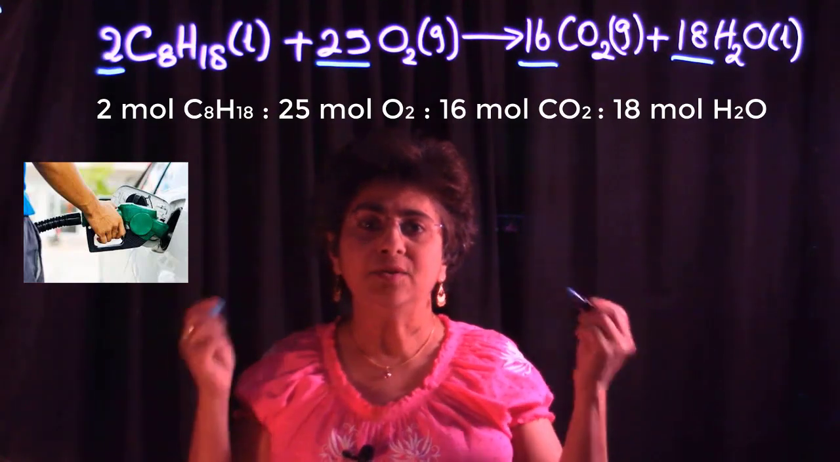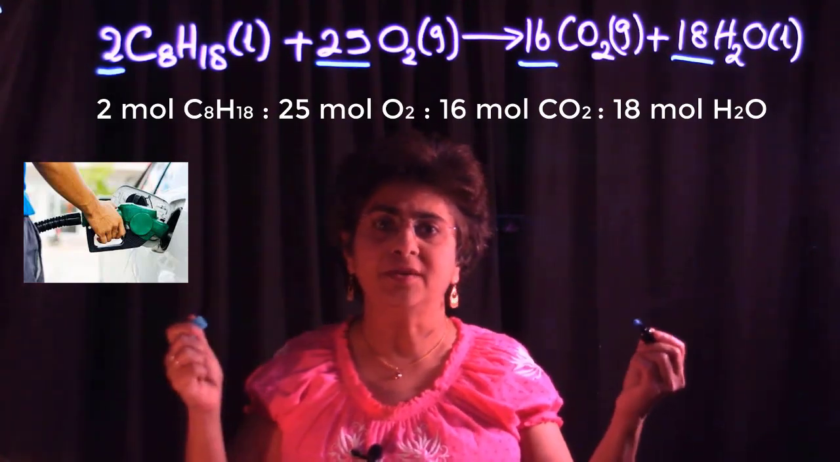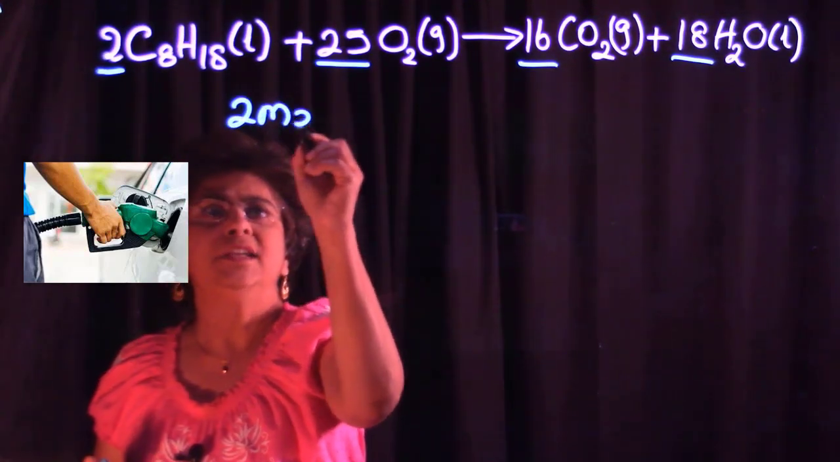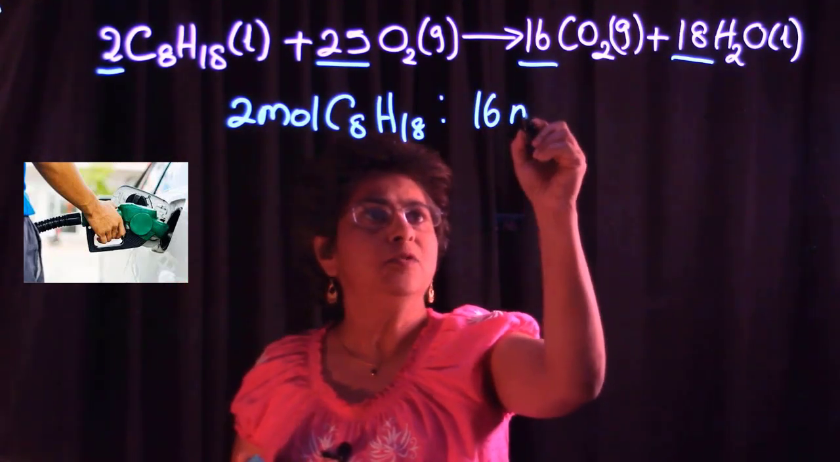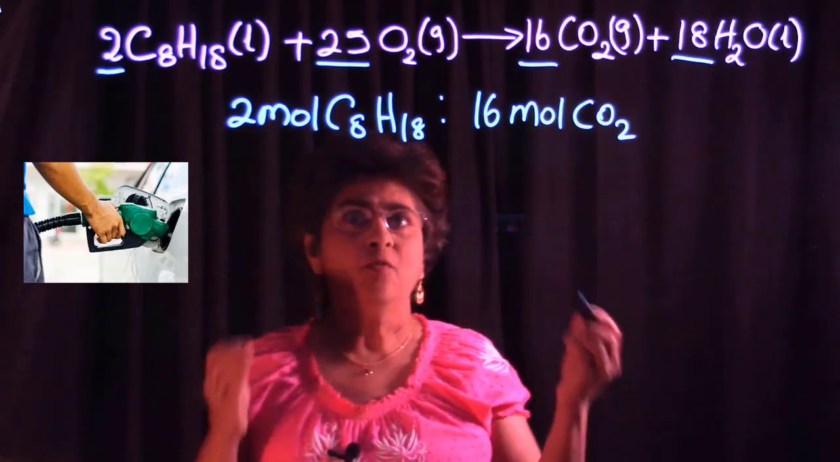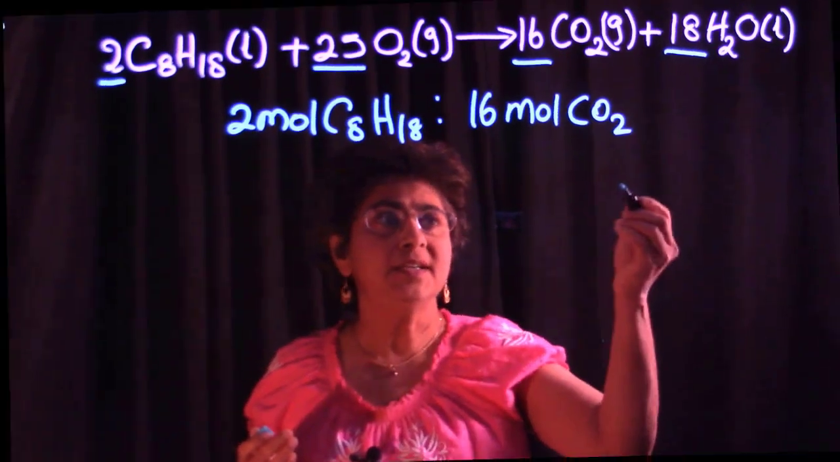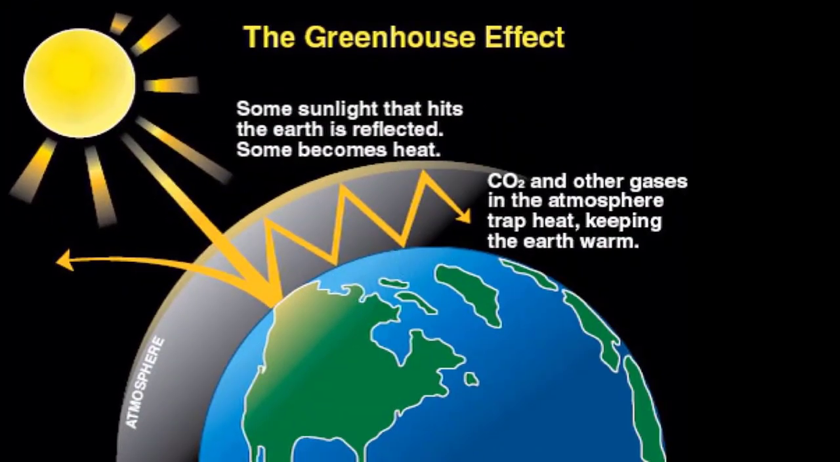Now, let us look at the most important stoichiometric ratio in this reaction. That is 2 moles of gasoline to 16 moles of carbon dioxide. Why is this stoichiometry important? Because we know carbon dioxide is a greenhouse gas that is responsible for global warming. We can calculate the amount of carbon dioxide released to the atmosphere due to combustion of gasoline if we know the amounts of gasoline. Of course, we know the amounts of gasoline we use.